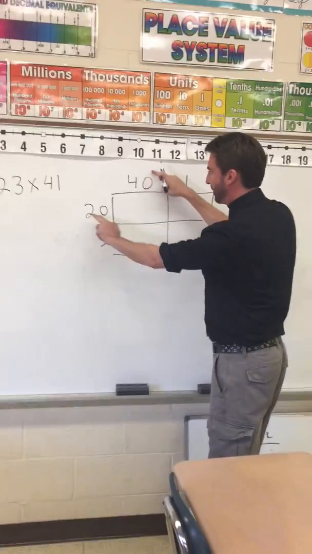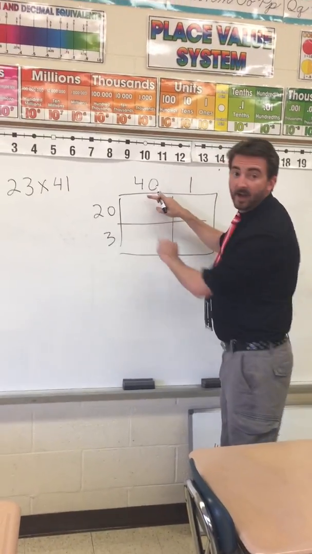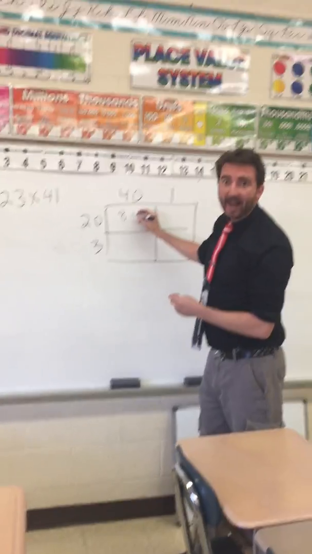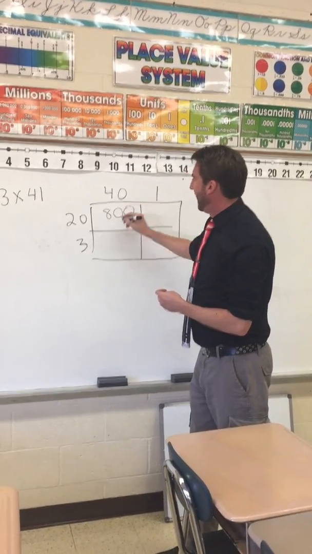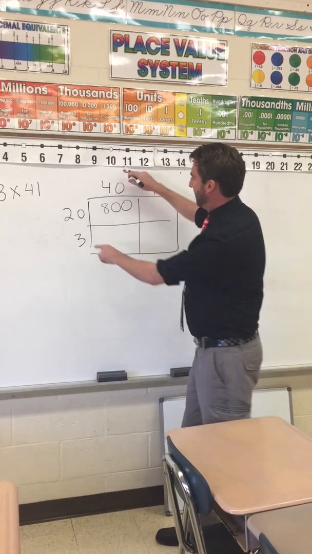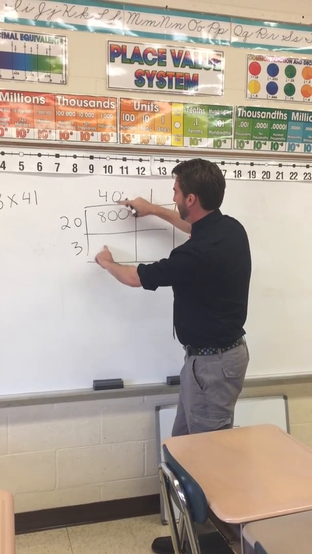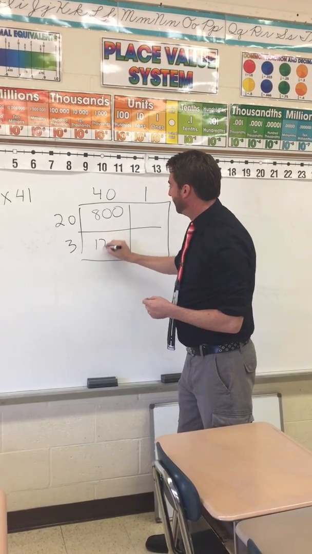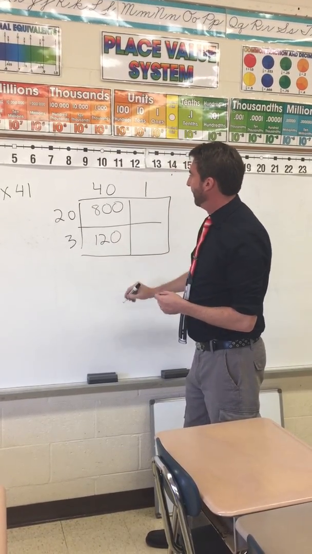So this box, the first quadrant, 20 times 40. I'll do my easy fact, 2 times 4, which is 8, and add 2 zeros, 800. Then, I'm going to get this quadrant right here, 3 to the side, 40 down, 3 times 4, easy fact, is 12. Add my 1 0.